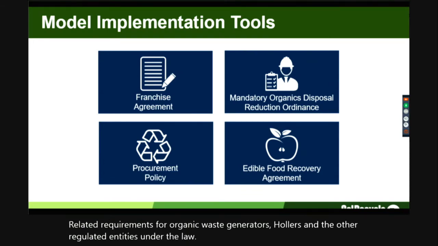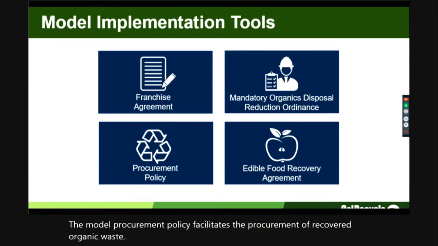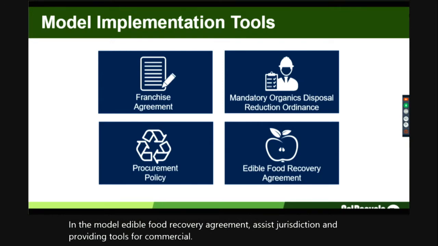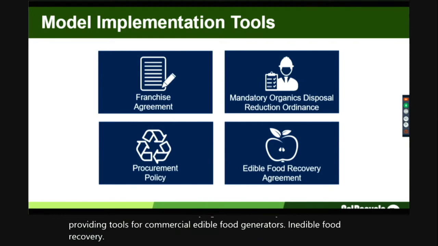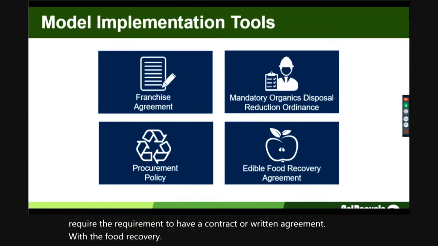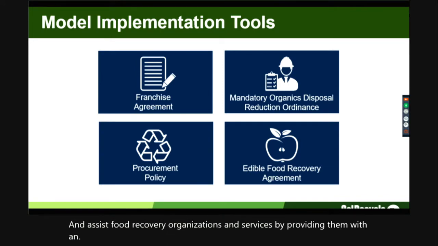The model procurement policy facilitates the procurement of recovered organic waste products and paper. And the model edible food recovery agreement assists jurisdictions in providing tools for commercial edible food generators and edible food recovery organizations. It assists those commercial edible food generators with the requirement to have a contract or written agreement with a food recovery organization or service, and assists food recovery organizations and services by providing them with an agreement with their edible food generators.